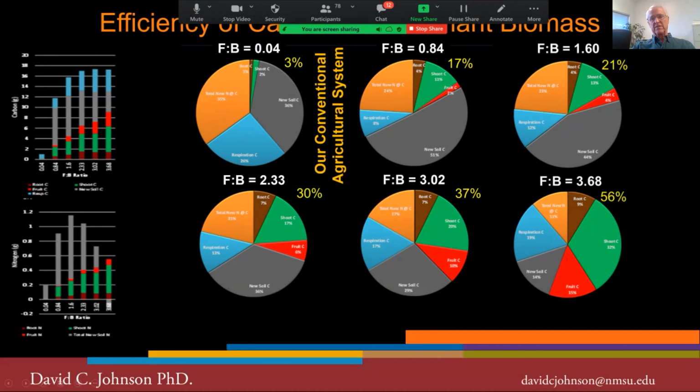As you move up this chain from a fungal-bacterial ratio of 0.04 to 0.84, 1.6, you see an increase in the flow of carbon into your plant system. 17%, 21%, all the way up to 56% as you hit a fungal to bacterial ratio of 3.68. So it's a significant increase in productivity as you rebuild your soils.